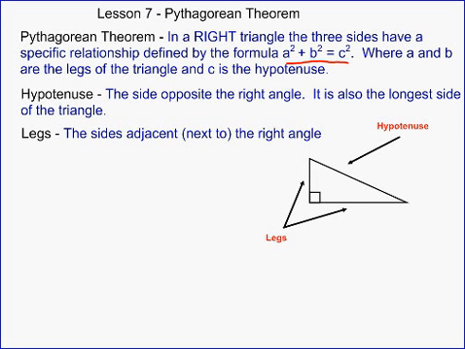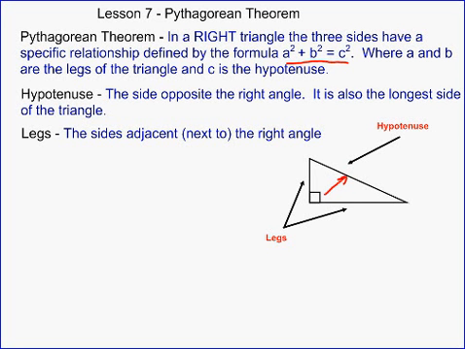You need to know what a, b, and c are. A and b are the legs of the triangle, and c is the hypotenuse. As you can see below, I've defined those. The hypotenuse is always the side opposite the right angle. It's also always the longest side. Those are kind of the two ways to identify it.